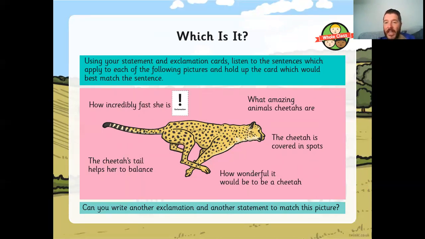What amazing animals cheetahs are. Exclamation or statement. That's right, it's another exclamation. The cheetah's tail helps her to balance. Oh, hang on, I've done the wrong one there. Let's do the other one, sorry. The cheetah is covered in spots. Full stop or exclamation mark, exclamation or statement. It's a statement. How wonderful it would be to be a cheetah. Exclamation mark or statement. It's an exclamation. And the last one, the cheetah's tail helps her to balance, would be a statement.